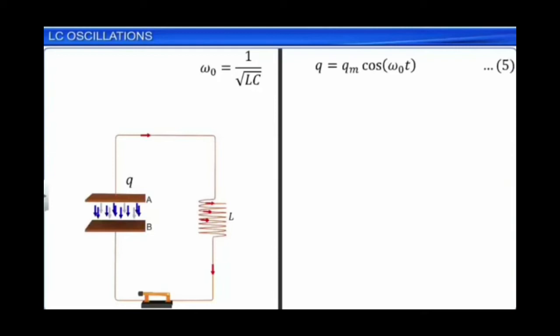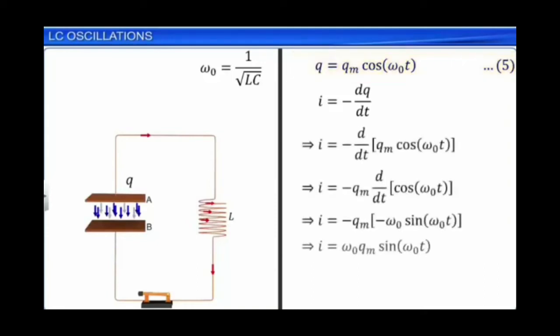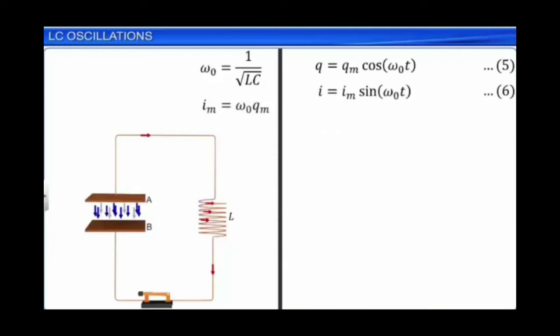When a charged capacitor is connected to an inductor, the charge in the circuit is given by q equal to qm cos omega 0 t. And I is equal to minus dq by dt, which we have already taken. So by differentiating, we have I is equal to minus d by dt of qm cos omega 0 t. Doing the differentiation, we get I is equal to omega 0 qm sin omega 0 t, or I is equal to Im sin omega 0 t, where Im is equal to omega 0 qm.